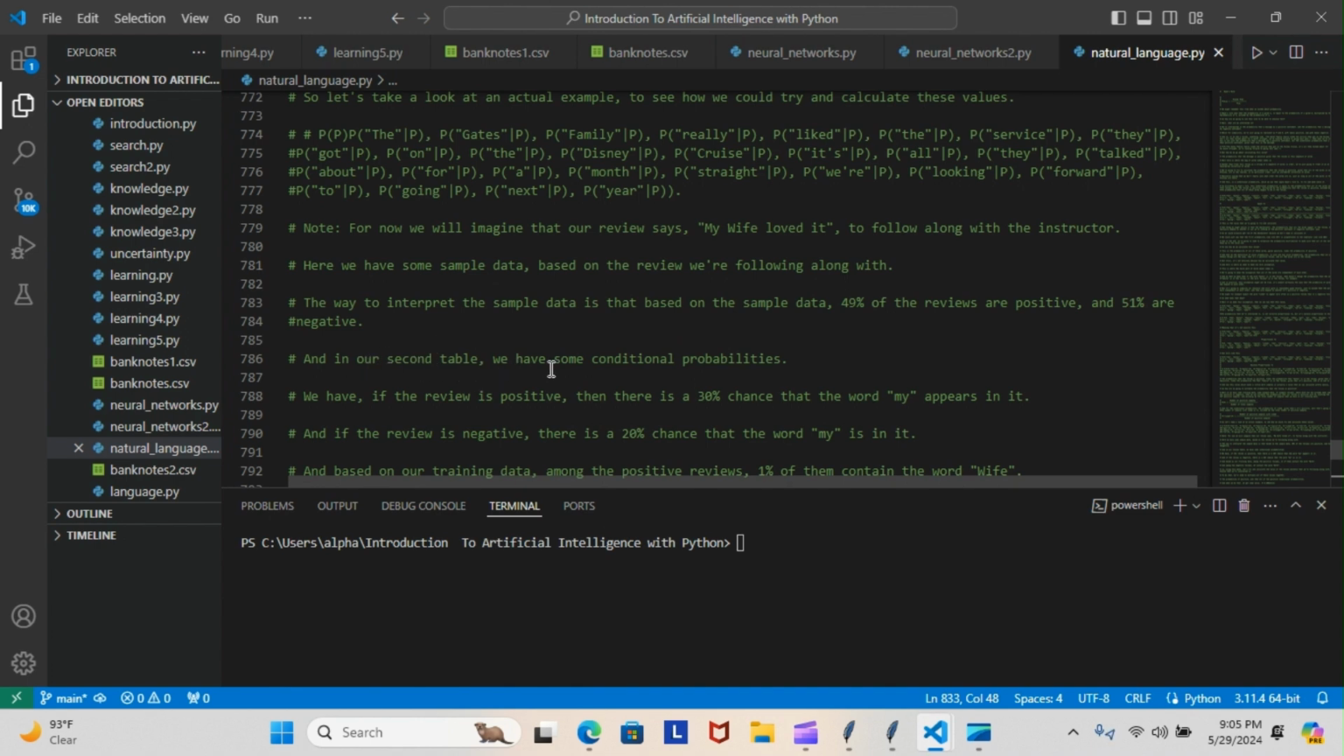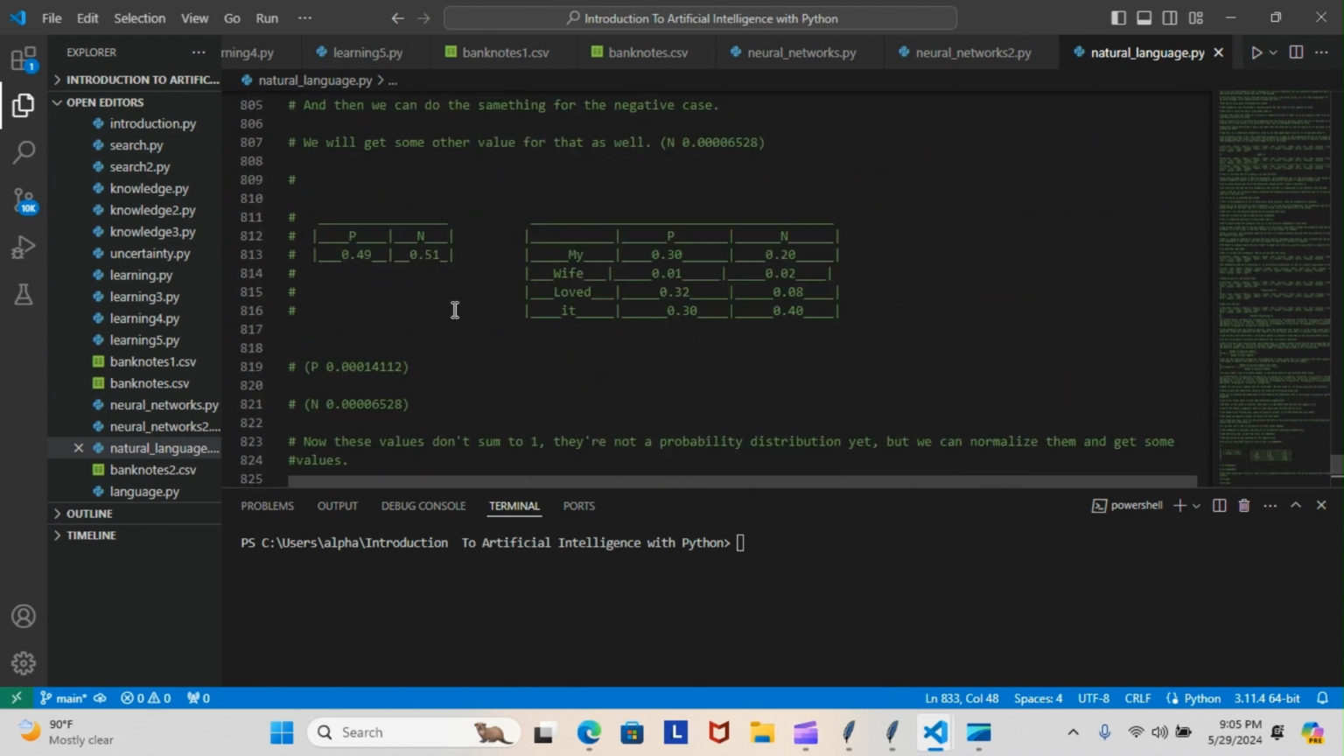And in our second table, we have some conditional probabilities. If the review is positive, then there's a 30% chance that the word "my" appears in it. Let me show you the tables real quick. So this is the probability of positive, 49%, negative, 51%. This is our other table with the positive and negative. The word "my" is in it with a 30% chance if positive, 20% if negative, and so on and so forth.